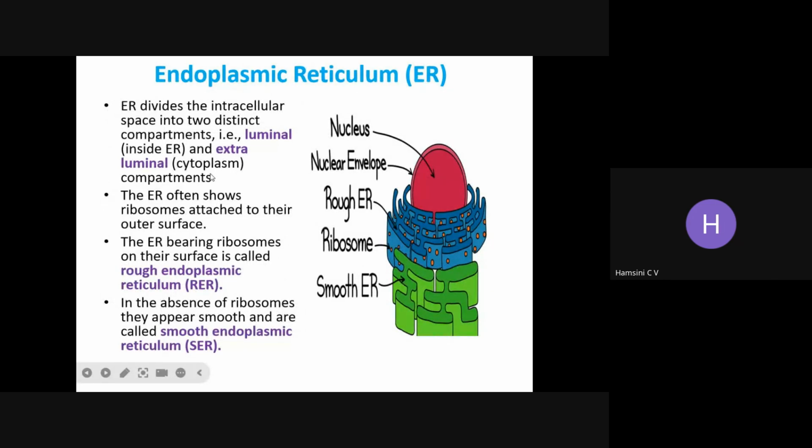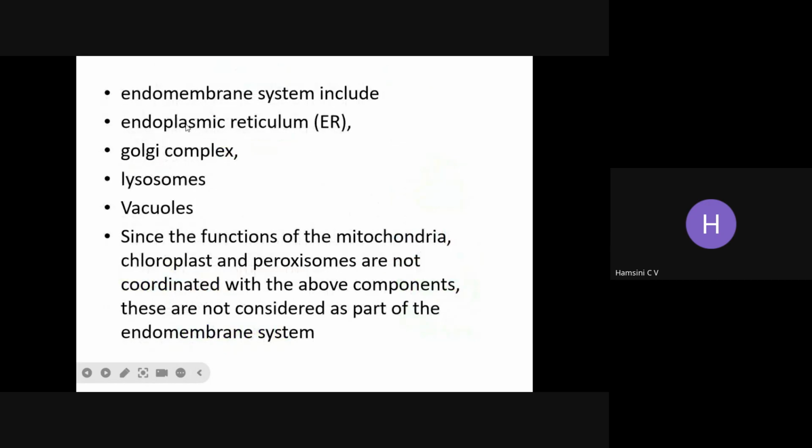You can get a question, children. What are the various organelles which are included in the endomembrane system? Golgi complex, endoplasmic reticulum. Yes, endoplasmic reticulum, Golgi complex, lysosome, vacuole.